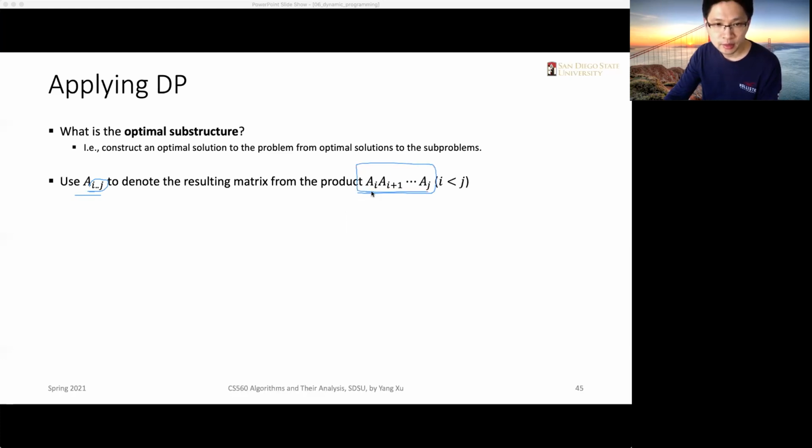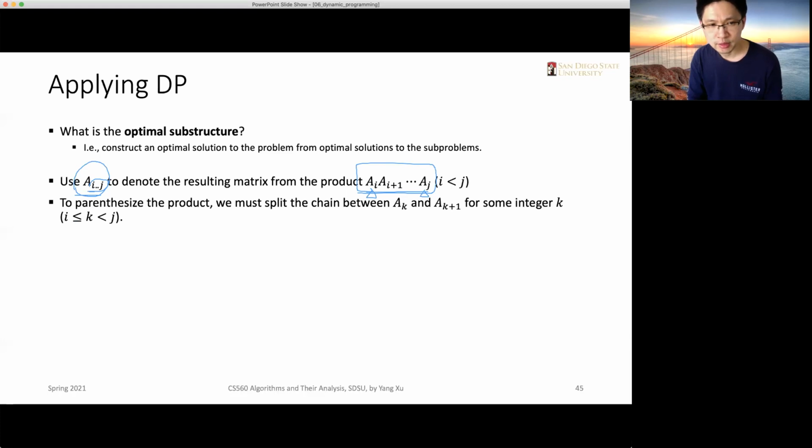Okay, the starting matrix is A_i and the ending is A_j. So if it's the product between this range, between A_i and A_j, then we can use A_{i..j} to denote the resulting matrix. That is what we can do.